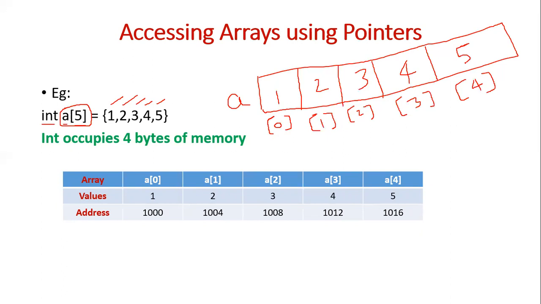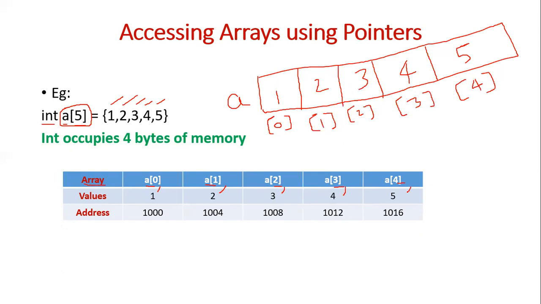Okay. Now, that is what this table says. The array, this is the array name, A of 0, A of 1, A of 2, A of 3, and A of 4. The values are: in A of 0 you have 1, in A of 1 you have 2, A of 2 you have 3, A of 3 you have 4, and A of 4 you have 5.